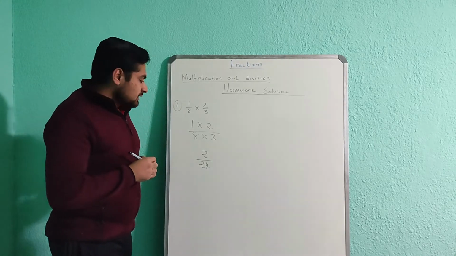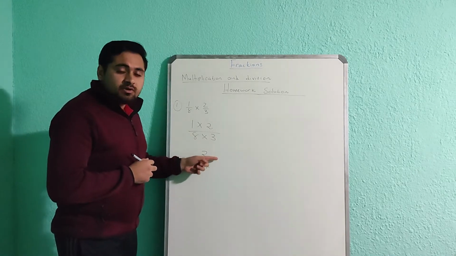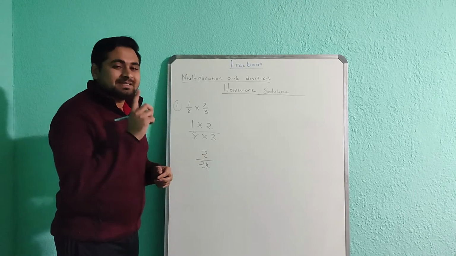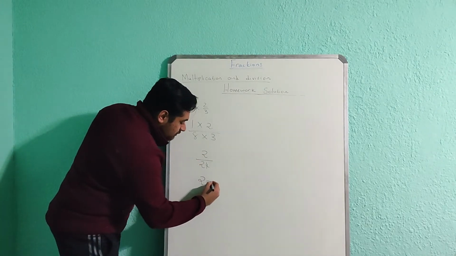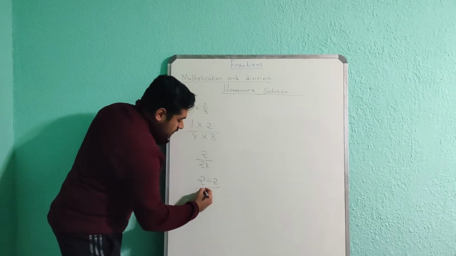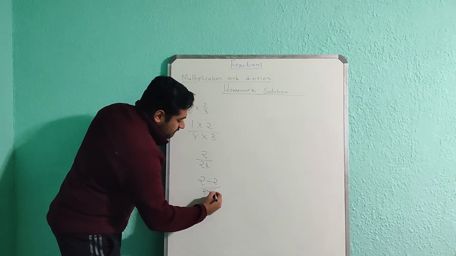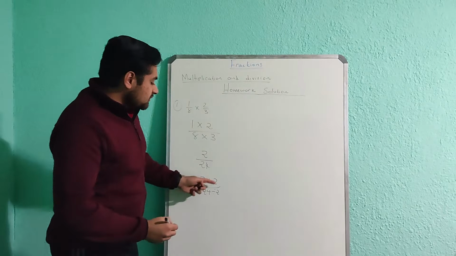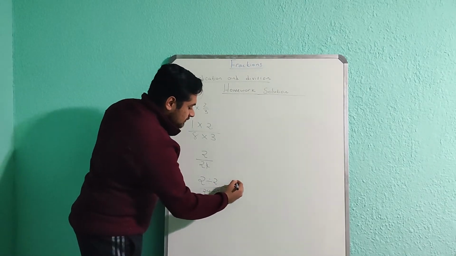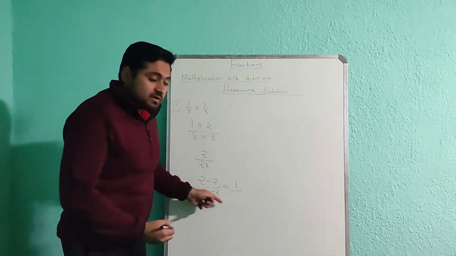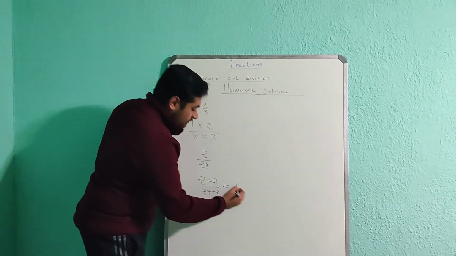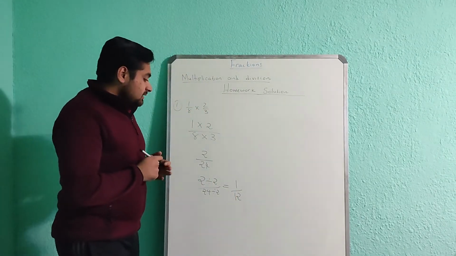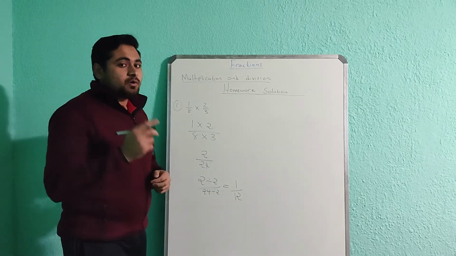One thing to note is you need to divide both the numerator and the denominator by the same number, right? So in this case, we'll be dividing 2 divided by 2 all over 24 divided by 2. So 2 divided by 2, we get 1, and 24 divided by 2, we get 12. Therefore, our answer is 1 over 12. I hope you got that answer.